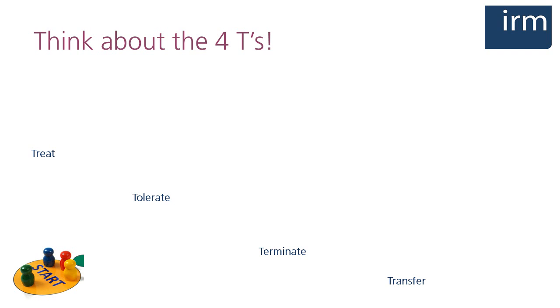In our guides, we've suggested you think about the 4 T's. It's a useful way of thinking about the different ways you might want to handle your risks. So what do the 4 T's stand for, Rebecca? Well, it's quite simple and hopefully quite memorable too. It's treat, tolerate, terminate and transfer. But let me explain what this means in a bit more detail, and we'll start with treat.